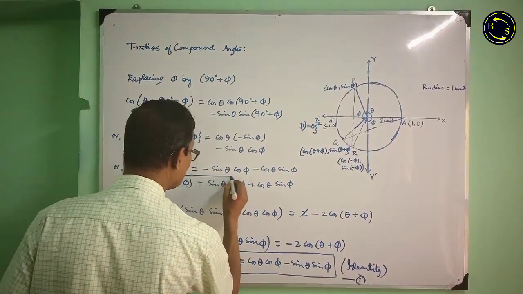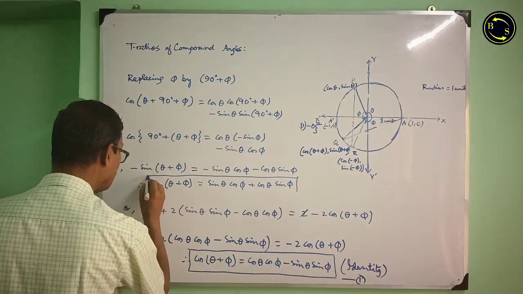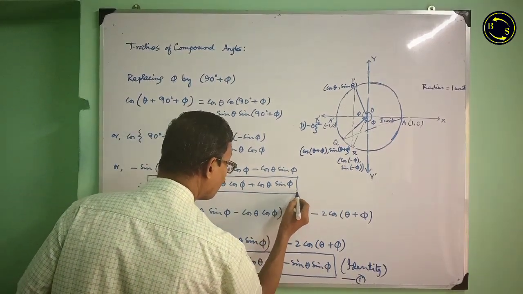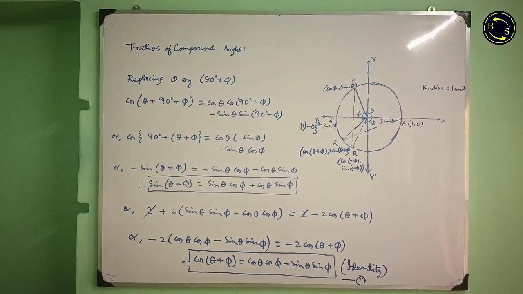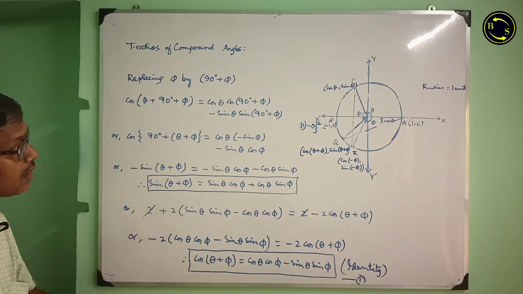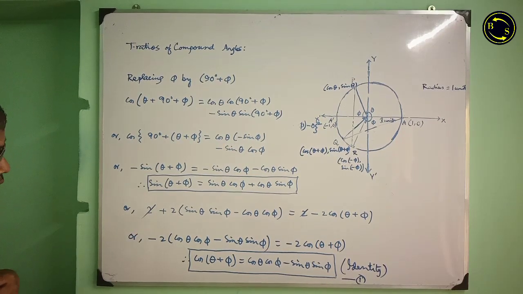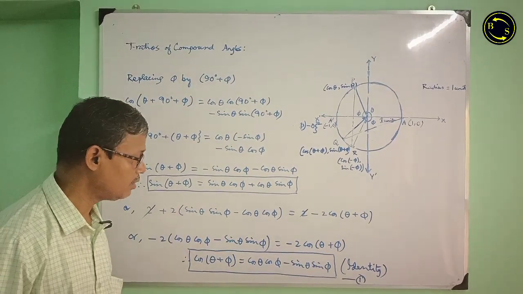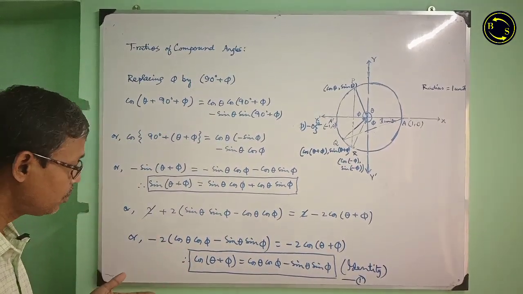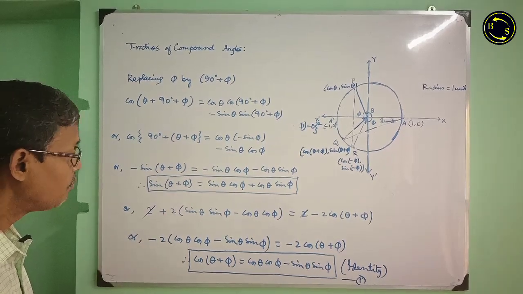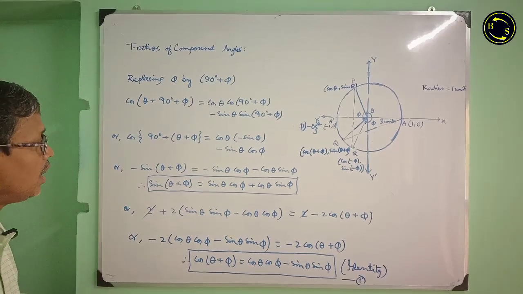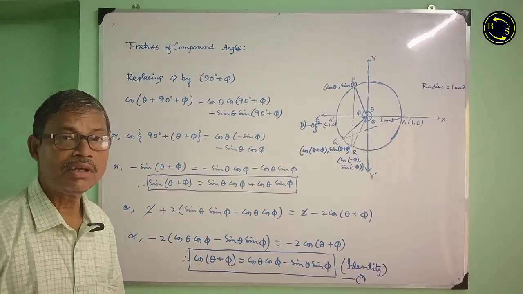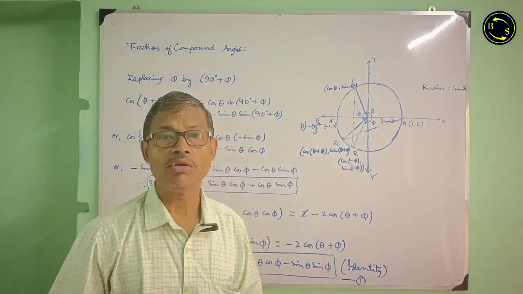Thus, we have deduced the sine ratio of the compound angle theta plus phi. Now, these are for general theta and phi. That means theta may be acute, theta may be obtuse, phi may be acute, phi may be obtuse. This is general deduction. In case of theta phi, both are positive acute and the sum is also acute.